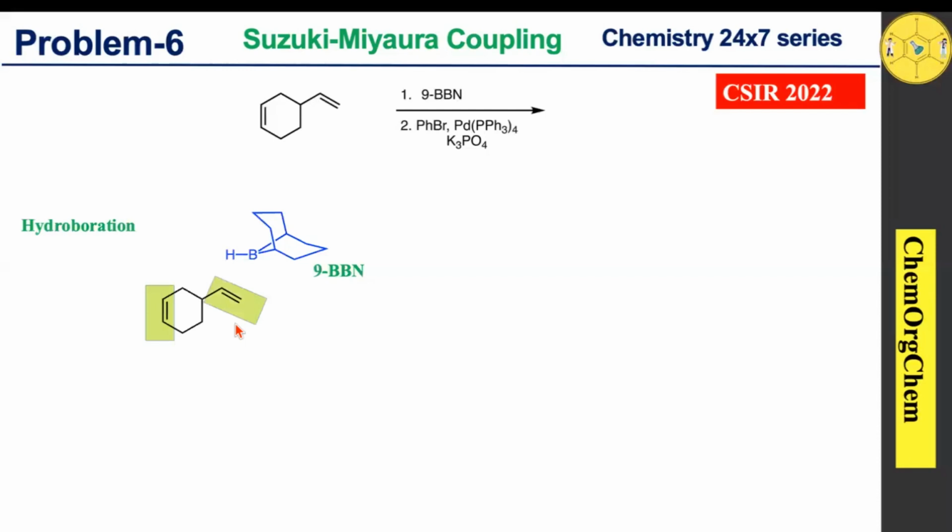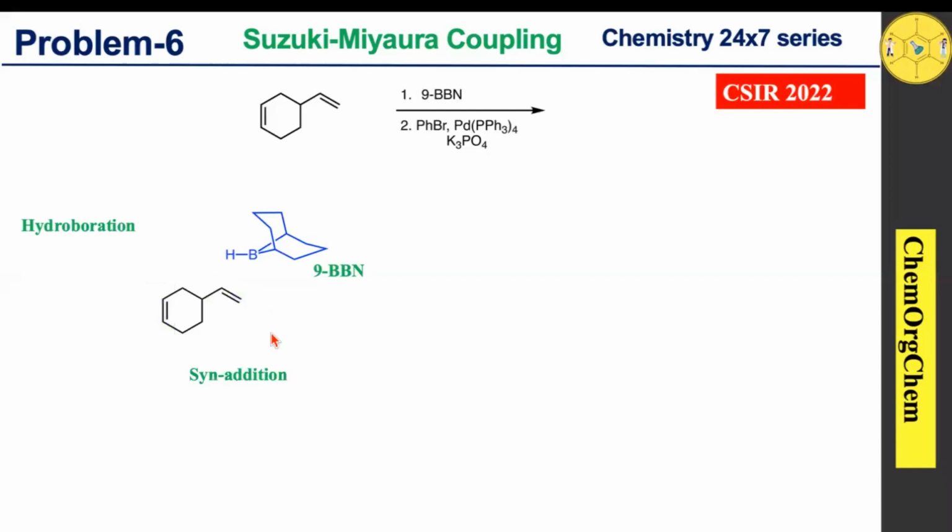So next we should think about which alkene is going to react with this organoborane. Now you closely look at this 9-BBN structure, which is a heavily sterically hindered organoborane. Therefore, it definitely prefers to react with the less hindered alkene. So now you compare these two alkenes. Which one is less sterically hindered? So absolutely this terminal alkene is less sterically hindered.